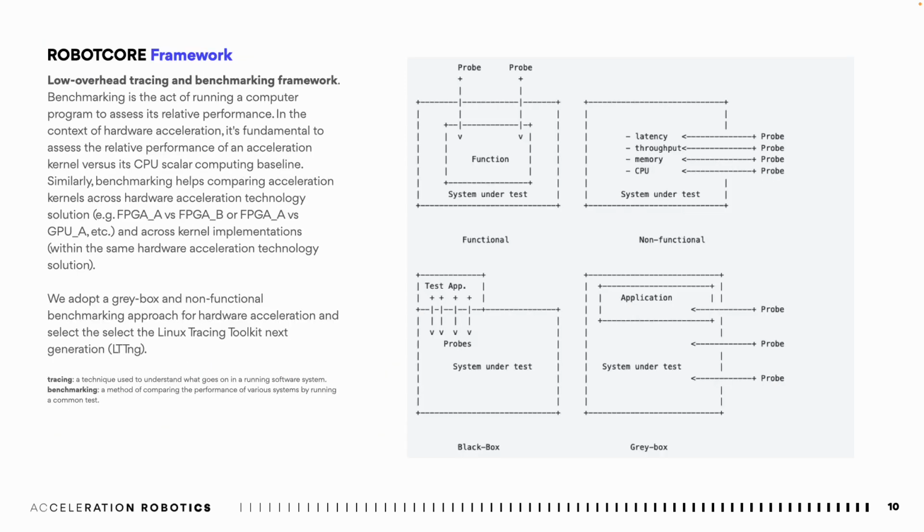Another major contribution we've made with RobotCore is the proposal of a low overhead tracing and benchmarking framework capable of providing benchmarks with real-time characteristics in mind. We are building on top of the Linux Tracing Toolkit next generation, LTTng, and you've got here more details of our non-functional gray box approach to benchmarking.